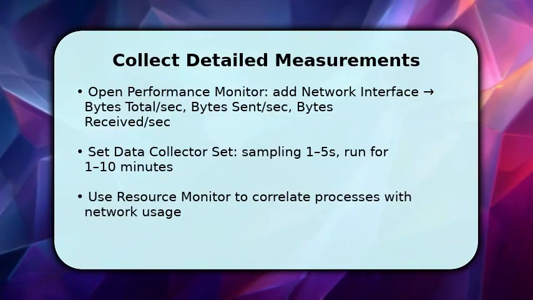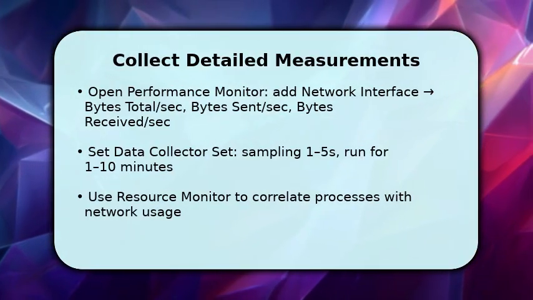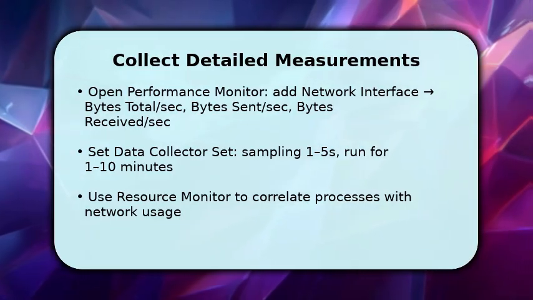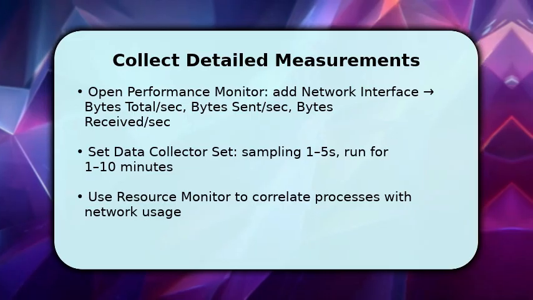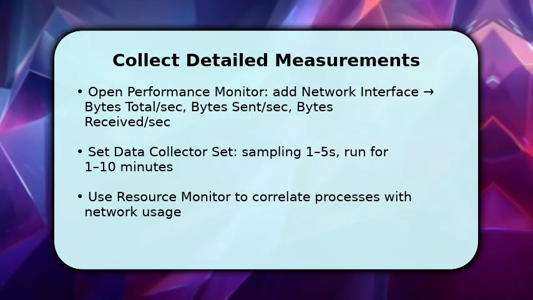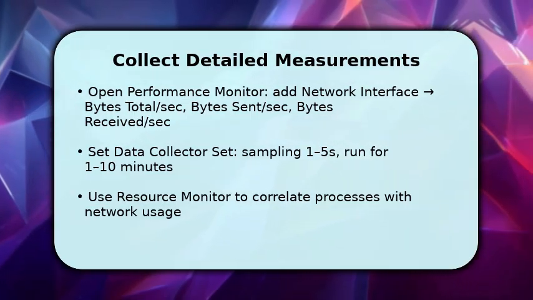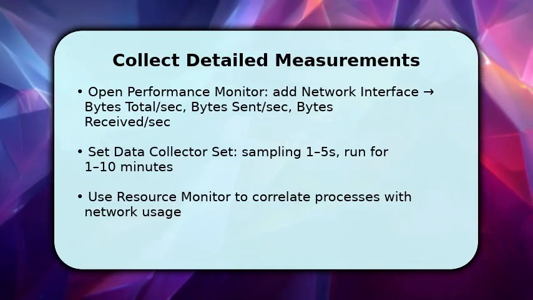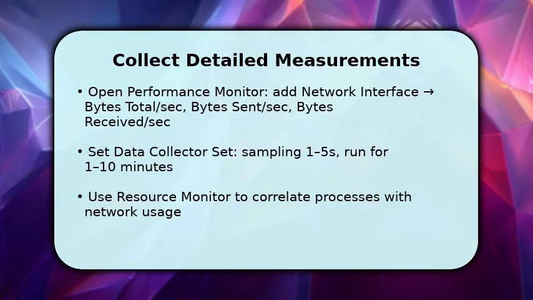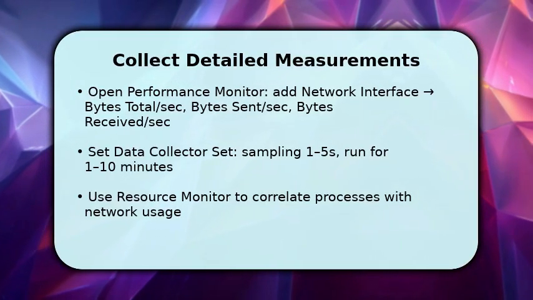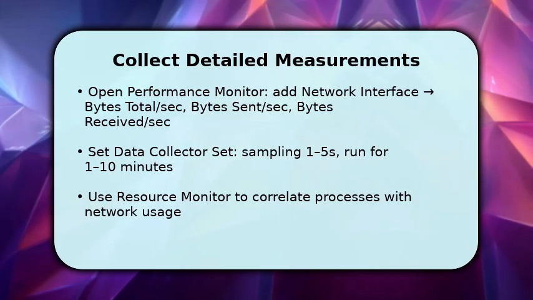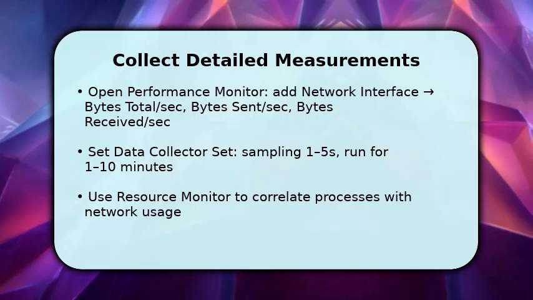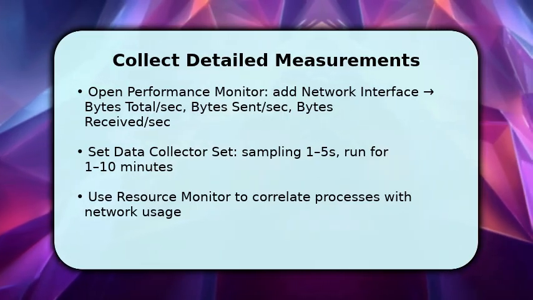Now you collect precise data. In Performance Monitor, add counters under Network Interface: Bytes Total/sec, Bytes Sent/sec, and Bytes Received/sec for your NIC. Create a data collector set, choose a 1-5 second sample interval depending on detail needed, and run it for 1 to 10 minutes to capture traffic patterns. While it runs, open Resource Monitor to see which processes generate that traffic, so you connect numbers to apps. Once complete, save the log for later analysis and convert units if needed.